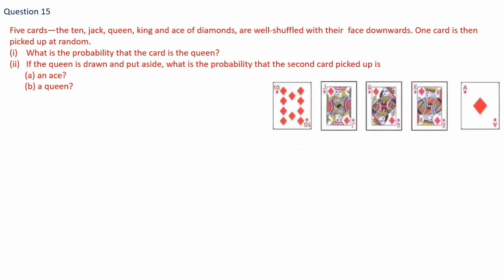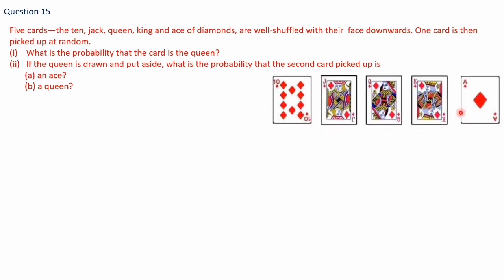So for the first one, when we check, there are 5 cards: 10, jack, queen, king and ace. And here probability of getting a queen. Out of these 5 there is only one queen, that is this one, Q. So 1 divided by 5, because total 5 cards are there, queen is only 1. So favorable outcome is 1 because that is the queen. 1 divided by total, which is 5. 1 by 5 is the probability.